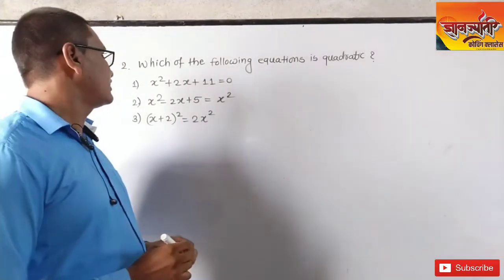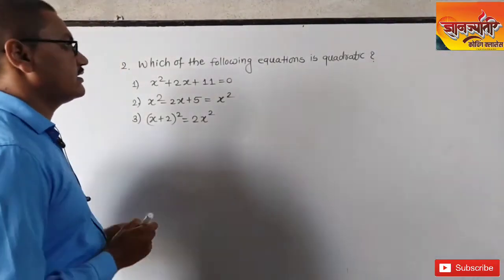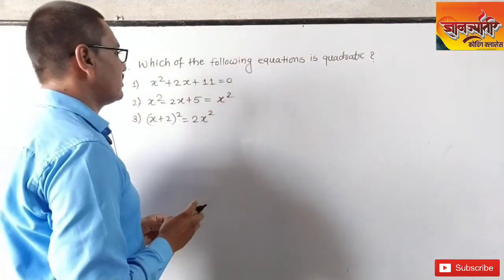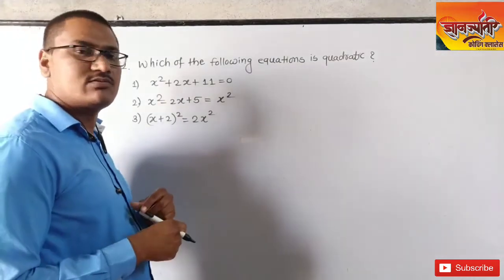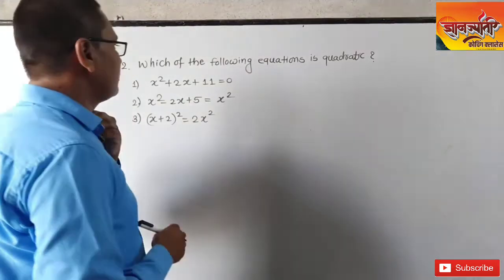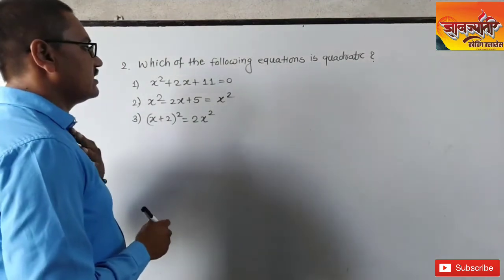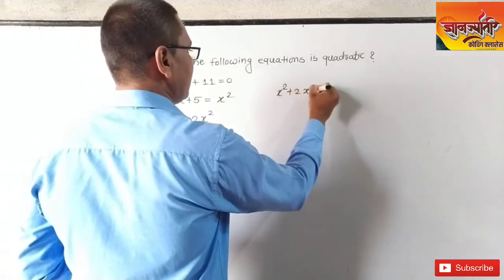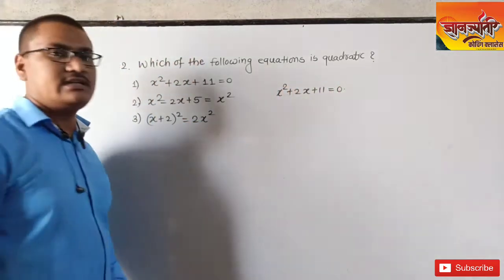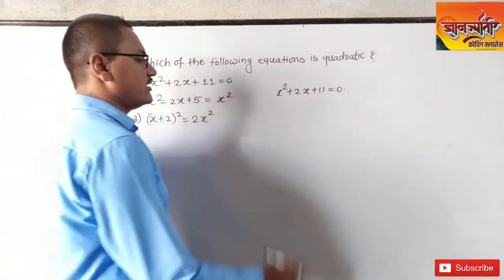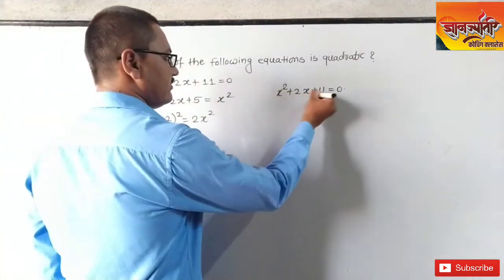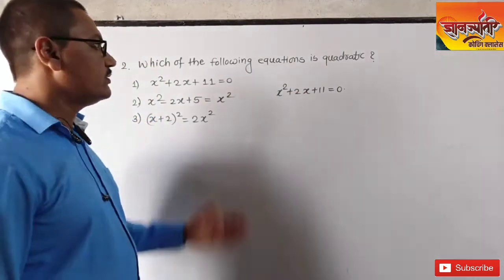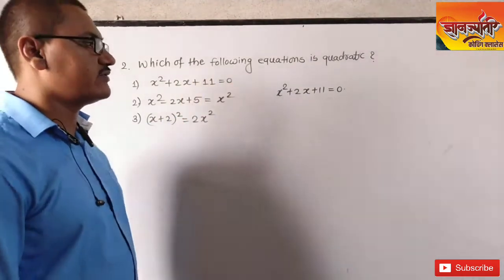Now let's take the next problem, problem number 2. Which of the following equations is quadratic? The standard form of a quadratic equation is ax² + bx + c = 0. The first equation is x² + 2x + 11 = 0. It is already in the standard form of a quadratic equation, with one variable and highest index of the variable 2, so this is a quadratic equation.